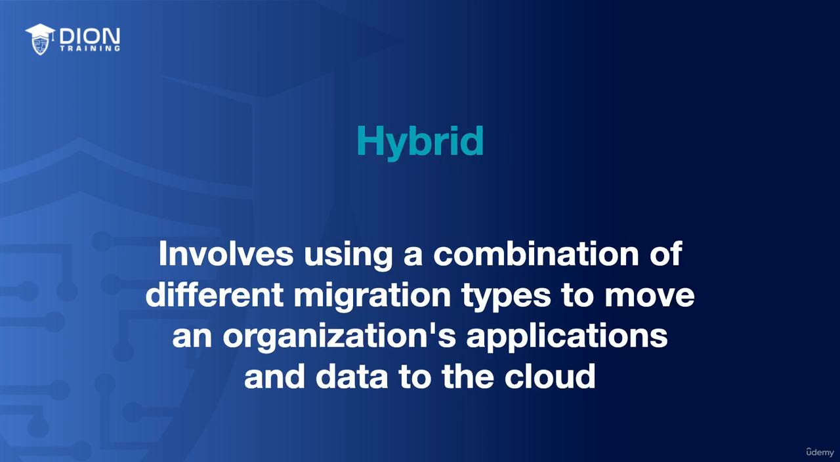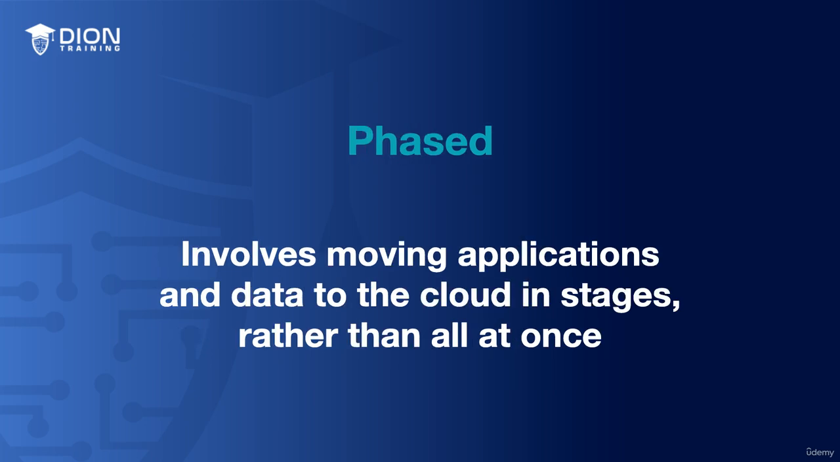Next, we have hybrid migrations, which involve using a combination of different migration types to move an organization's applications and data into the cloud. This type of migration can be a really good option for organizations that have a mix of applications and data that require different migration strategies. And the final type of migration we have is known as a phase migration. This involves moving applications and data to the cloud in stages instead of trying to do it all at once. This type of migration can be a really good option for organizations that have a large number of applications and data that they need to migrate, or those organizations that want to minimize the risk associated with a cloud migration.